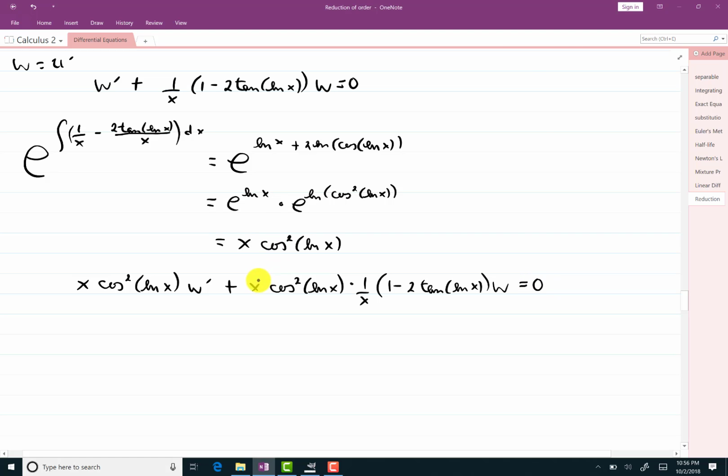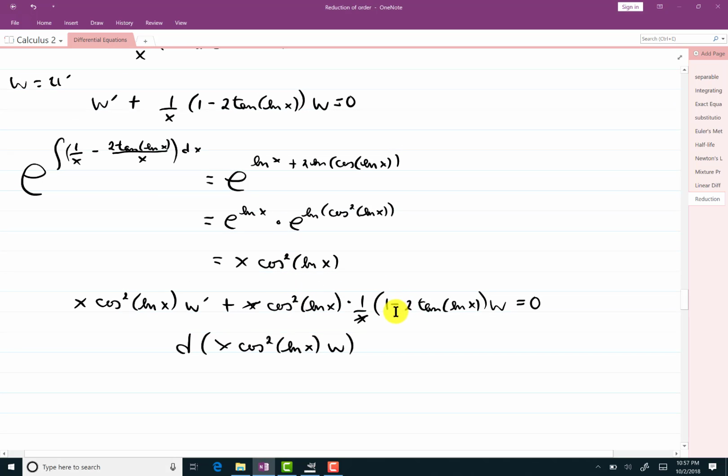Of course, I can cancel the x's here. Now, I do want to see if this actually does work out. So, even though I know that this comes out to be the derivative of x cosine squared of ln of x times w, I just want to make sure. Think about taking the derivative of just this part here. The derivative of x is equal to 1, and that did go away. And you would be left with just cosine squared of ln of x. In fact, if you multiply it through, you have cosine squared of ln of x in that spot.